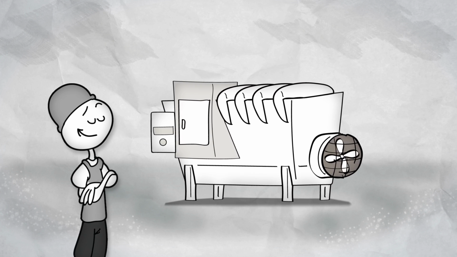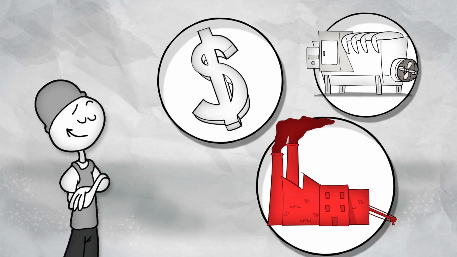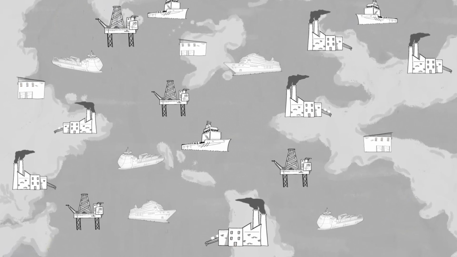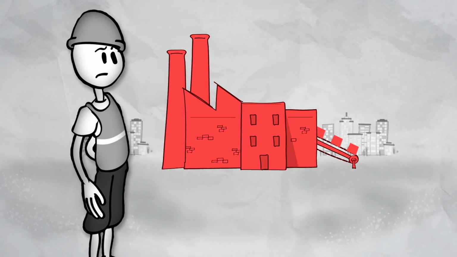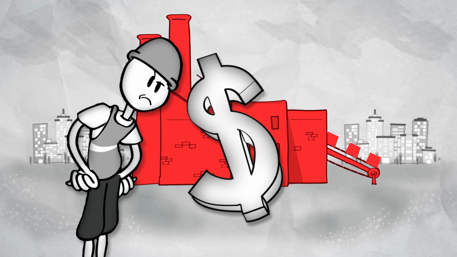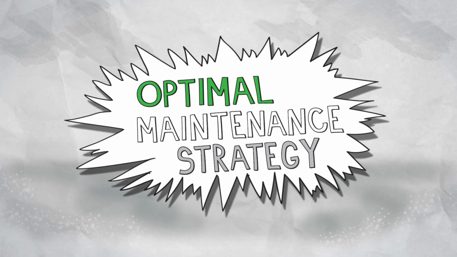This is Bob. It's Bob's job to manage his assets, his costs, and his problems. But Bob has a lot of different equipment in a lot of different sites. Problems can mean costly downtime. Bob hates downtime. Bob wants to achieve an optimal maintenance strategy.